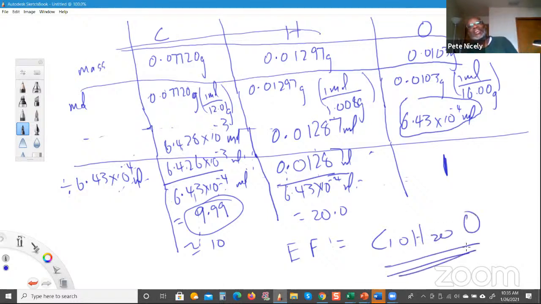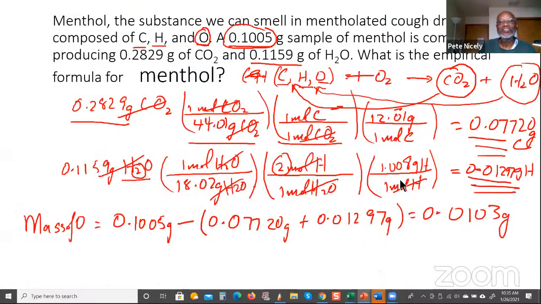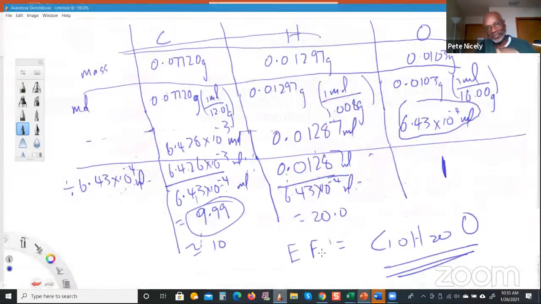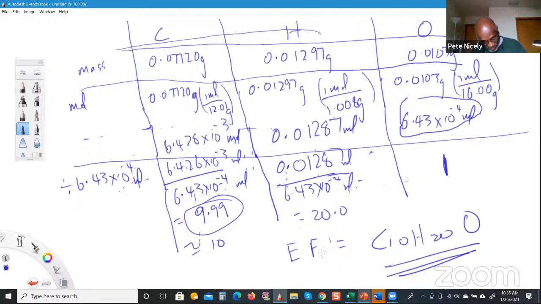So as you can see, when it comes to combustion analysis problems of this type, there are two major steps, I would say. The first step is what we had here, where you have to determine the mass of each element present. And this is how we did it. And then the next is here, where we do the typical empirical formula determination, like the examples that we have looked at earlier.